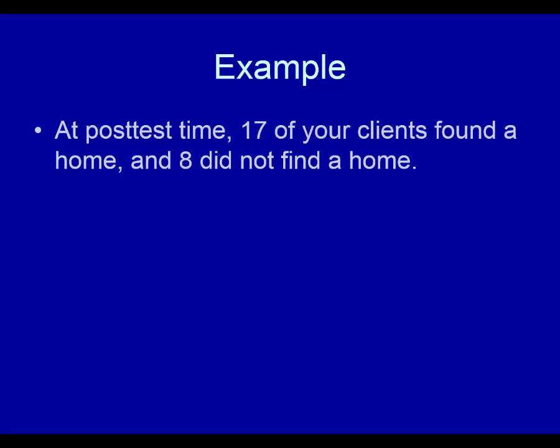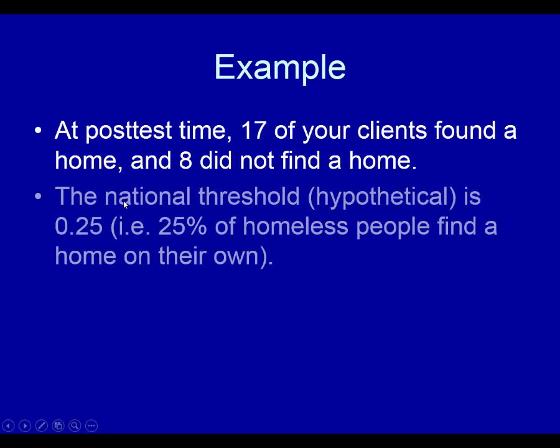Here's an example. At post-test time, 17 of your clients found a home and 8 did not. So we have 17 out of 25 who succeeded. Let's say that the national threshold, which is hypothetical, is 0.25, or 25% normally do. Well, your number, 17 out of 25, is higher than 25%. The question becomes, is it statistically significantly higher?